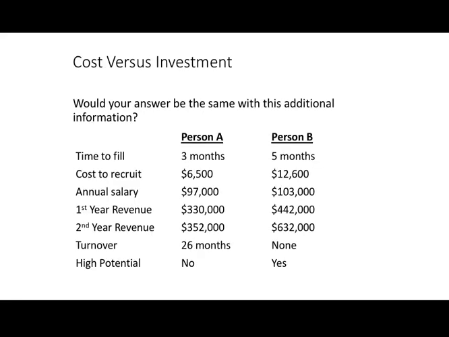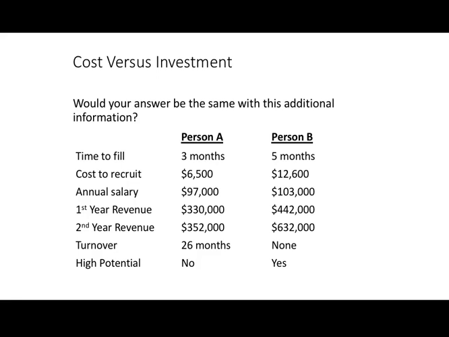So now, taking this idea of the metrics a step further, we compared person A to person B. We believed that person A was a more efficient hire, because it took 3 months, was lower cost, and a smaller annual salary. In terms of the first year revenue that this person had a direct impact on through their productivity rate, their first year revenue was $330,000. Their second year revenue was $352,000. And they left the company in 26 months. So that means just a little over 2 years on the job, they ended up leaving after they finished their second year there. Would that be a person that would be considered high potential?